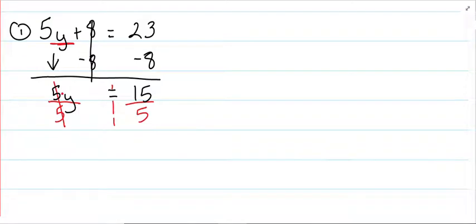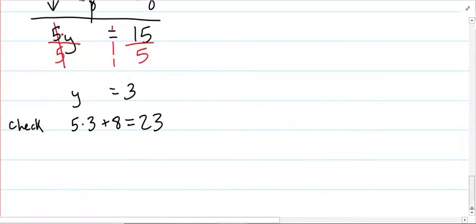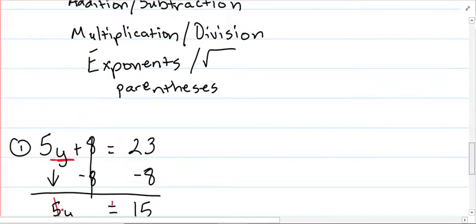5y divided by 5 is just y, equals 15 divided by 5 is 3. So my answer is y equals 3. And to check it, I'm going to substitute 3 for y. So instead of 5y, I'm going to write 5 times 3 plus 8, and I need to see, does that equal 23? 5 times 3 is 15. I'm going to bring down the plus 8, bring down the equals 23. 15 plus 8, yeah, that equals 23. So my answer checks out. I know that y equals 3 is the correct answer.